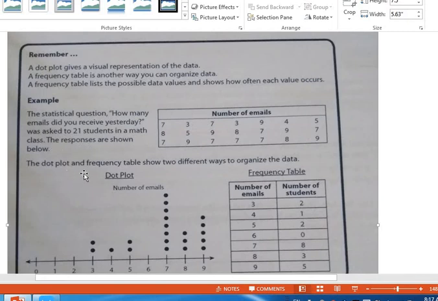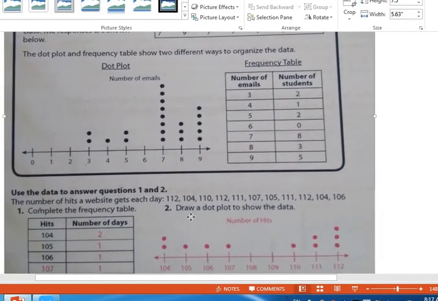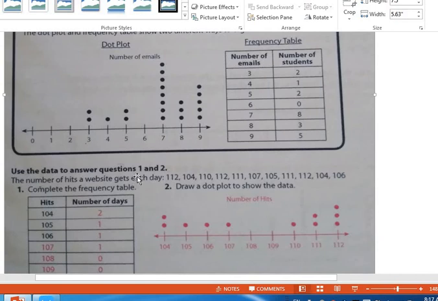The dot plot and frequency table show two different ways to organize data. Here I have two ways to organize your data: frequency table and dot plot. I have number of emails and number of students. Here I have 3 emails and 2 students, 4 emails, 1 student, and so on. Use the data to answer questions 1 and 2.